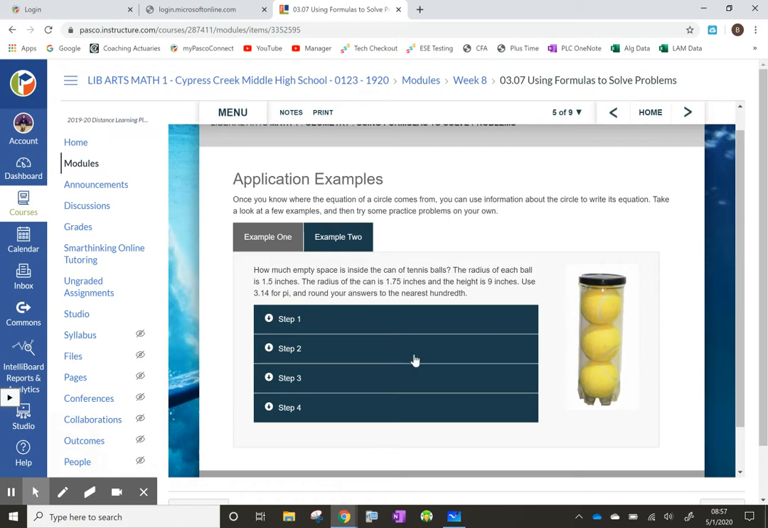So let's try this out on our own before we look at these steps. The first thing is I want to find the volume of a cylinder.